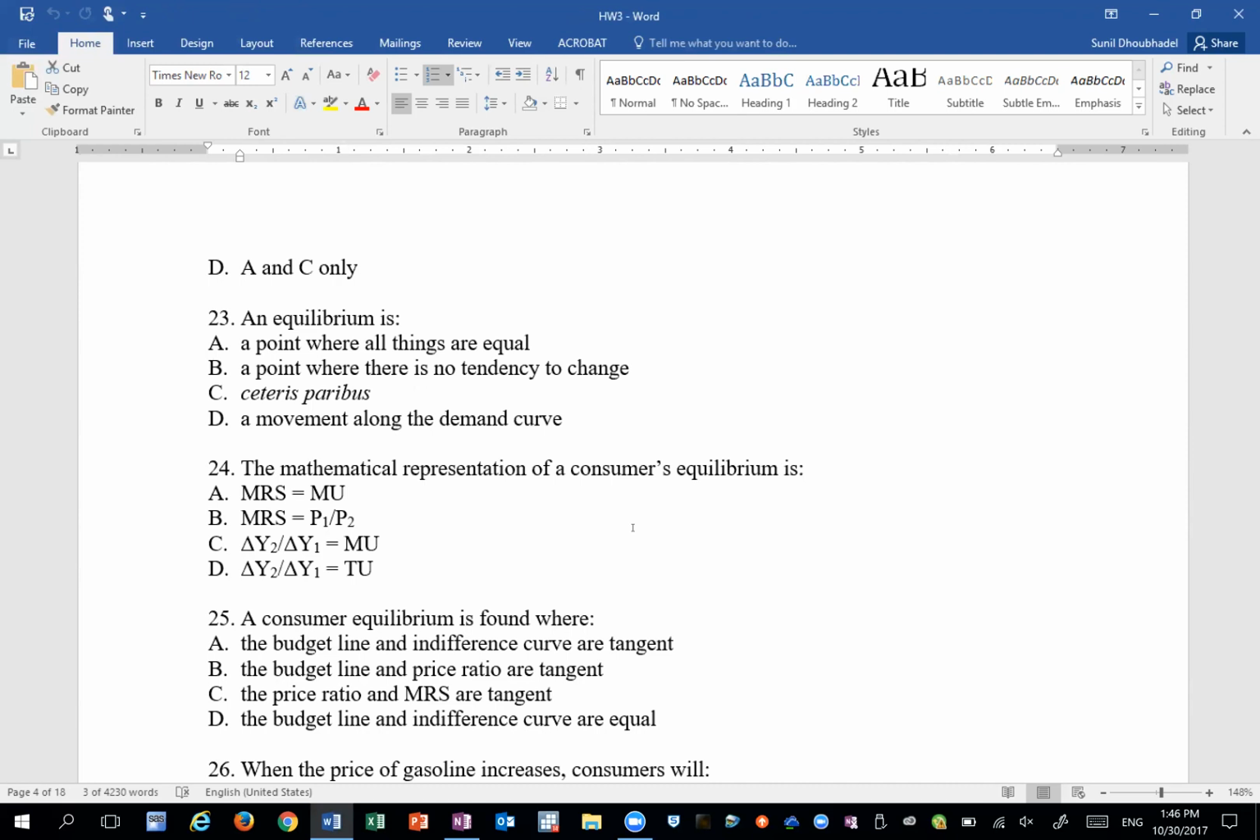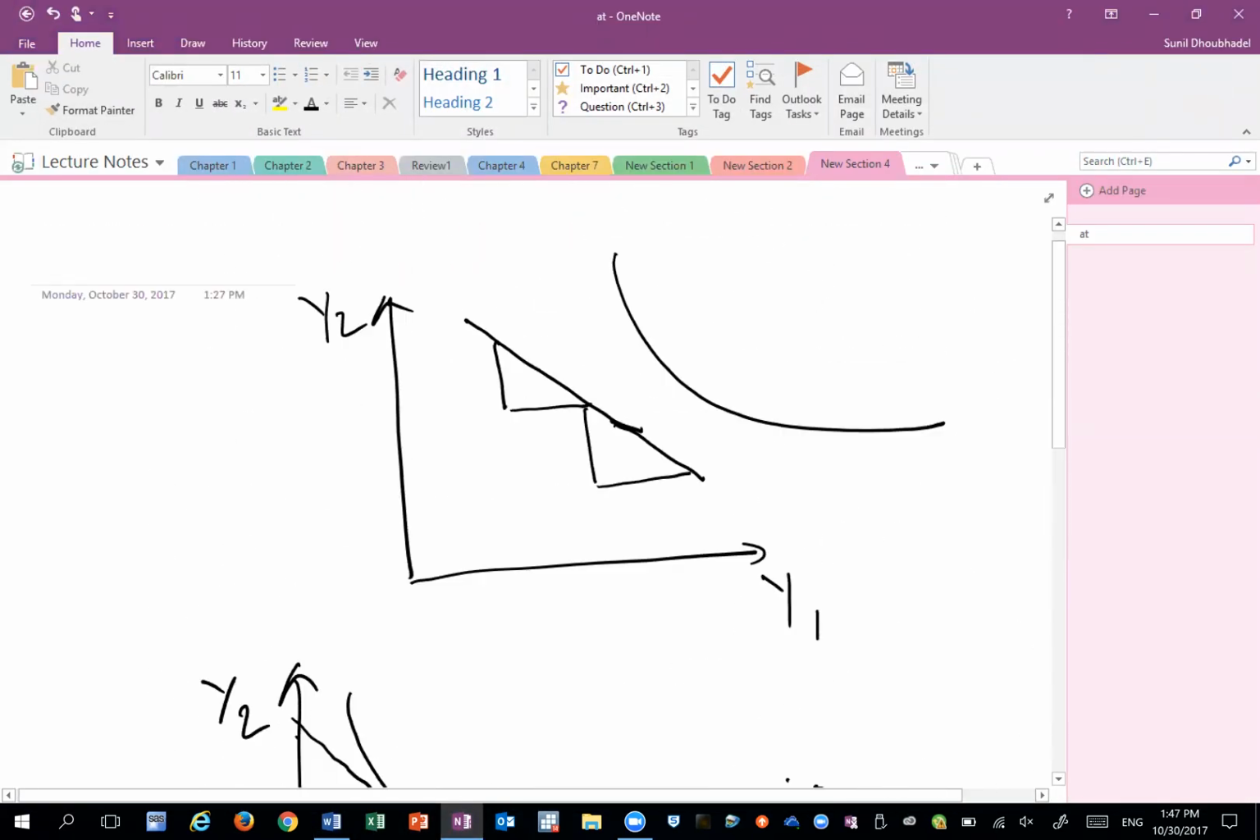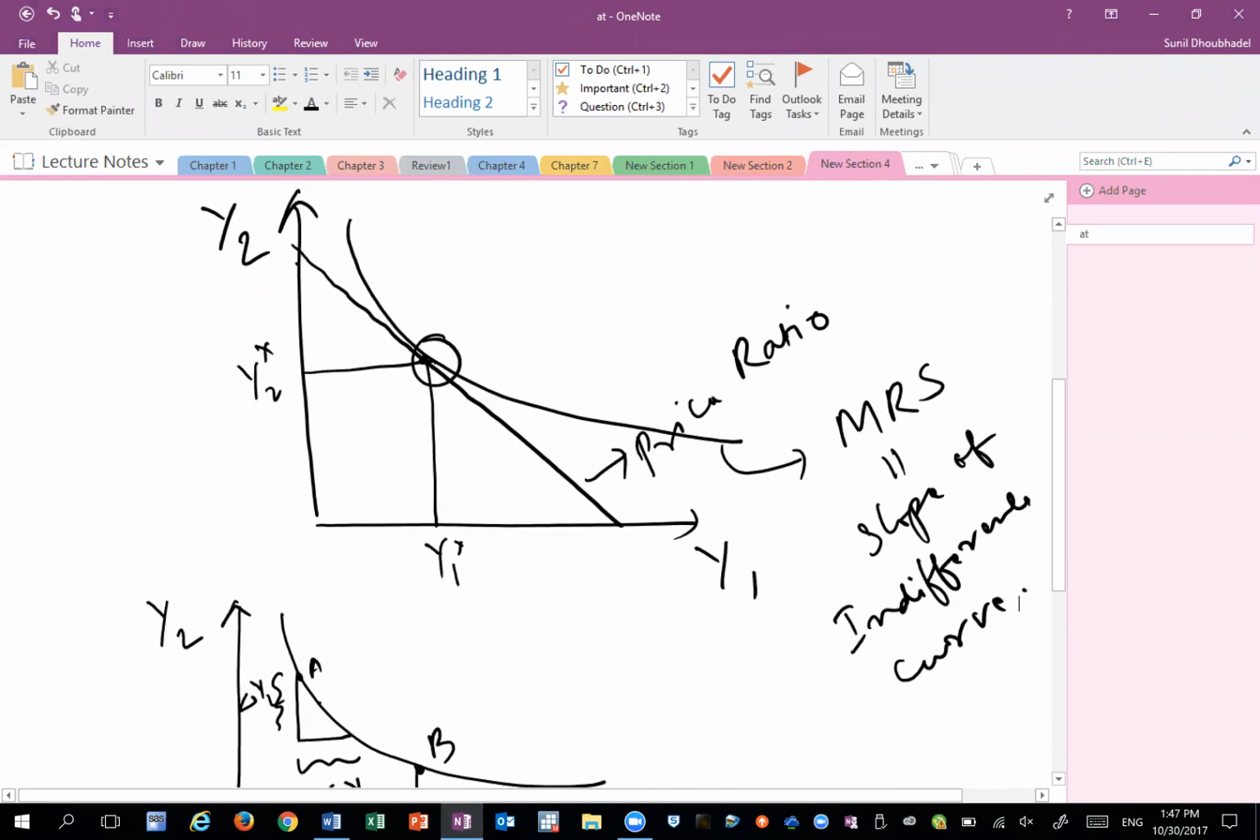Okay. The mathematical representation of a consumer equilibrium is MRS equals the price ratio, change in Y2 divided by change in Y1. Is it MU or P1 by P2? Okay, don't get confused.